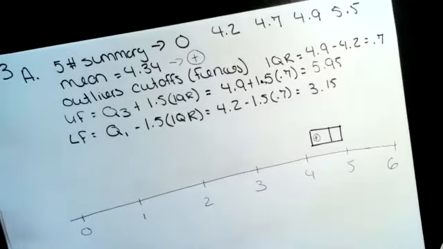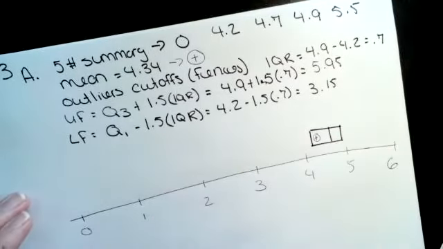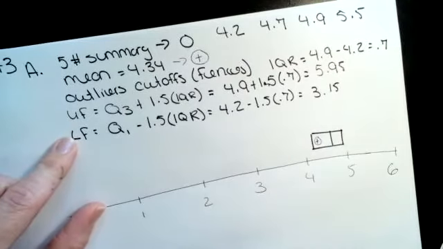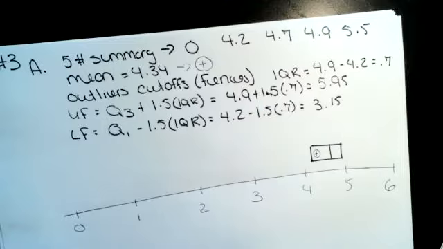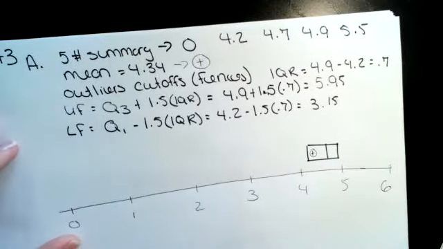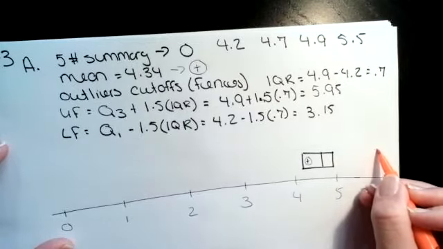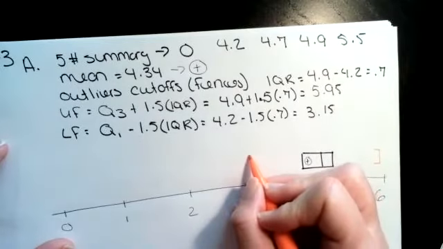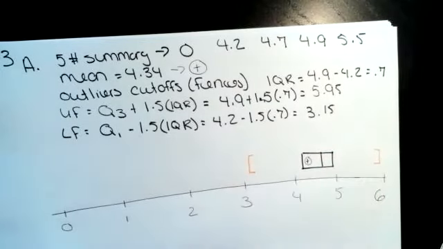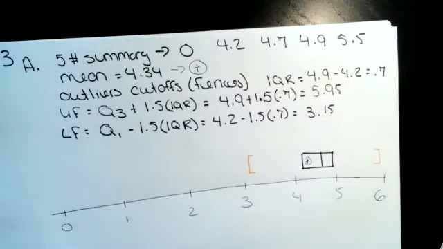And remember, I want to now do my whiskers, but in order to do that, those are the horizontal lines that come off the box. In order to do that, I have to know where my lower fences and upper fences are. So I'm going to mark those on here. I just feel like being colorful today, so I'm going to do some different colors. So 5.95, which is way up here, almost a 6, and 3.15, which is right here. And anything outside of those values are going to be considered outliers. So I have to go back and look at my raw data to see where I have them. So I have an outlier at 0.